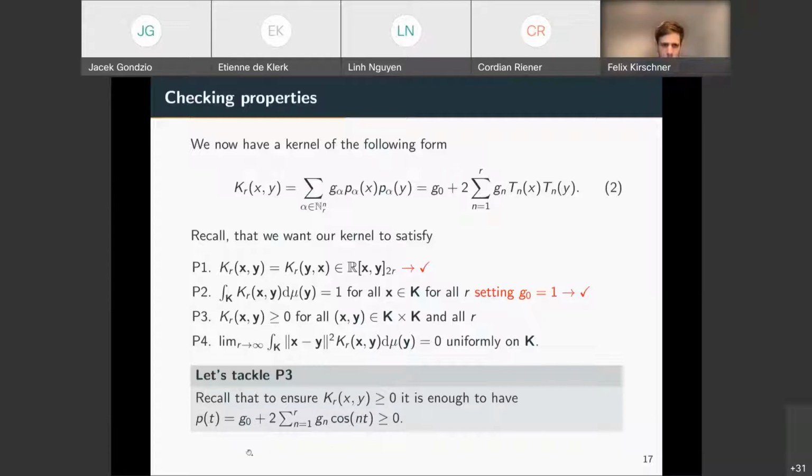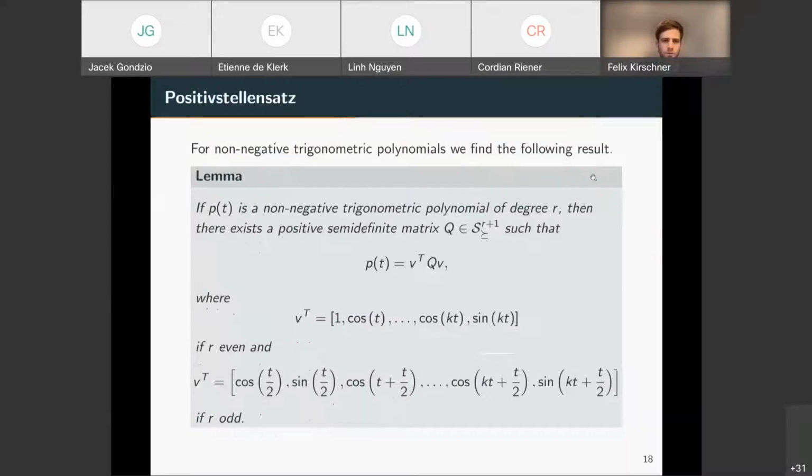Now, to ensure this non-negativity, we are simply going to use a Positivstellensatz. These are, especially in the multivariate case, a little easier to deal with than in the regular polynomial case. For univariate non-negative trigonometric polynomials of degree R, there exists a positive semidefinite matrix Q of size (R+1) times (R+1), such that P can be written as V transpose Q V, where V depends on the parity of R. If R is even, V will have this form, and if it's odd, it will have this form.